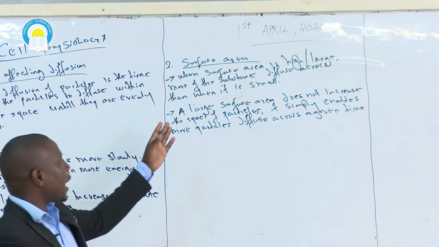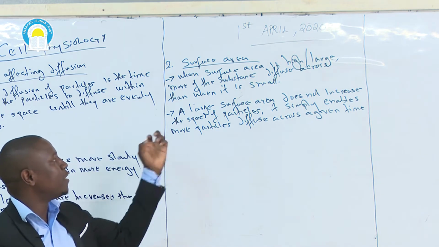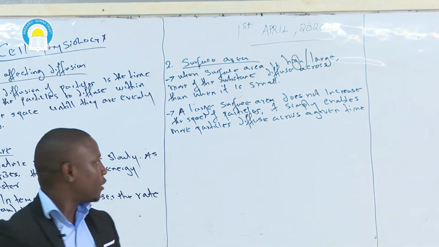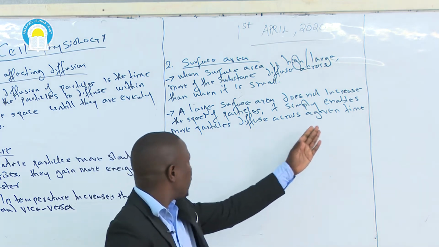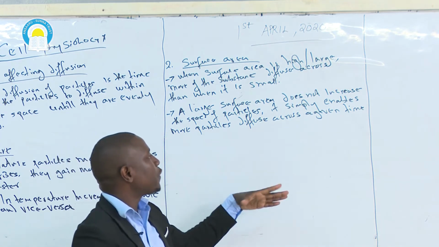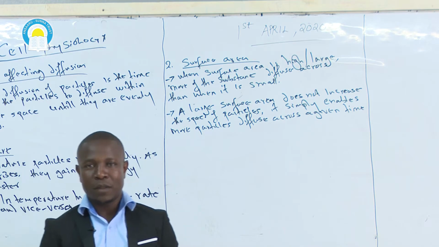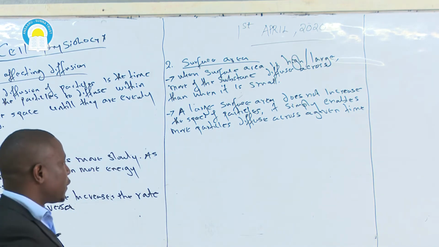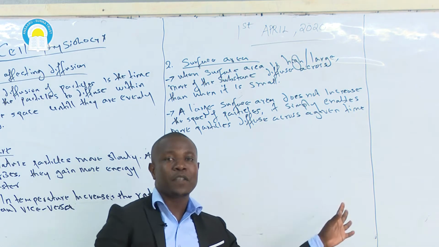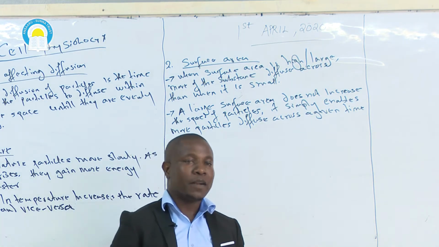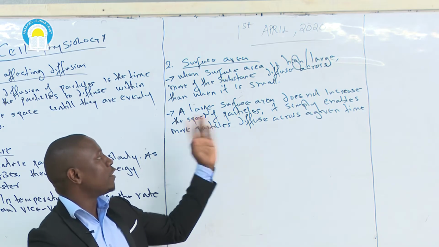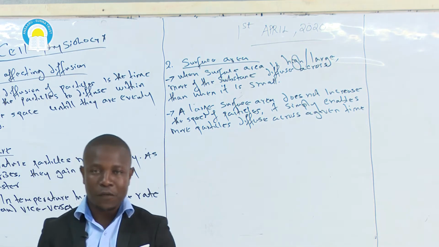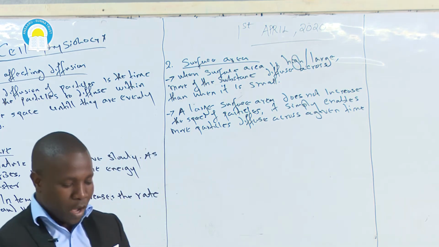Another point we have been told is that a large surface area does not increase the speed of the particle. It simply enables more particles to diffuse across in a given time. That means a lot of particles are going to diffuse across the semi-permeable membrane. That's what we mean: it does not increase the speed, but it enables what? More particles to diffuse across the semi-permeable membrane.